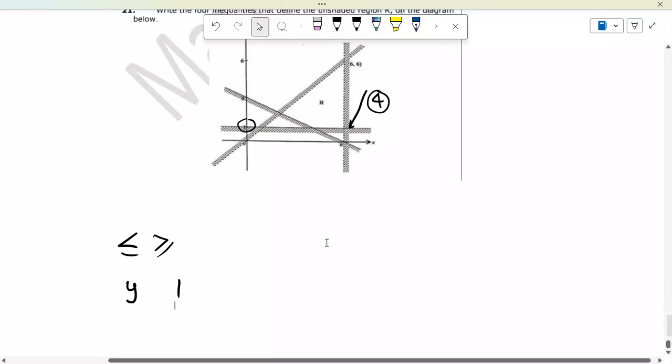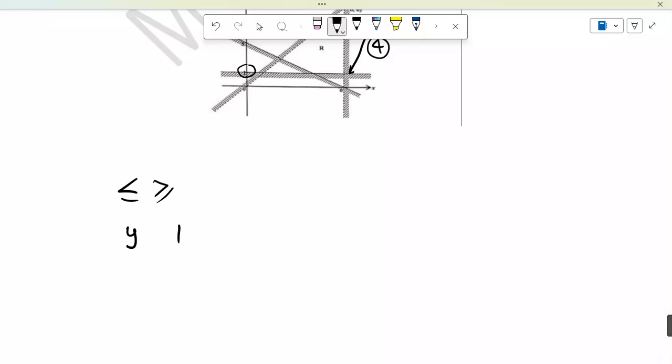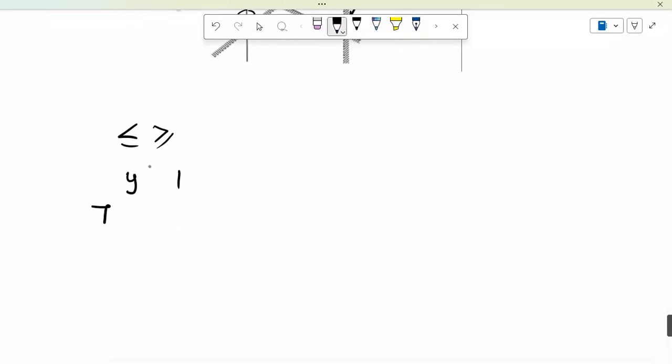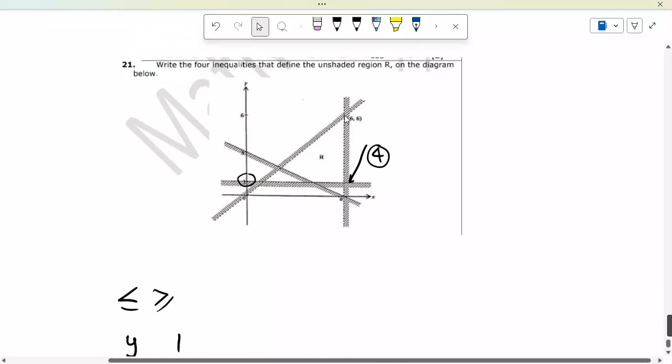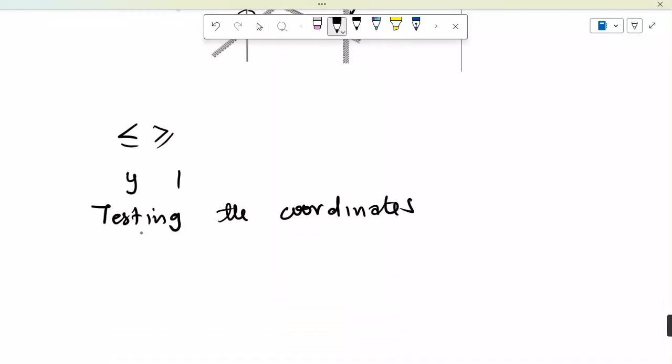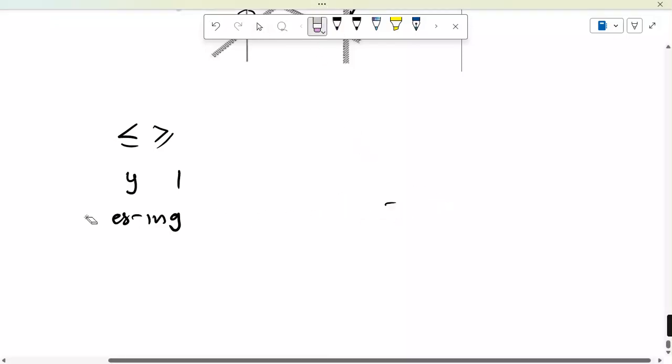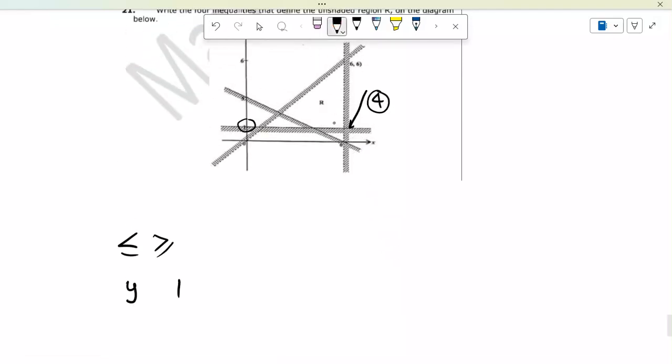So now here we test the region. So you pick a coordinate above or below. It's better picking this one above, which is very easy to pick. In fact, no need of testing the coordinates. This one you can just do by inspection. Why should we do the coordinate system?